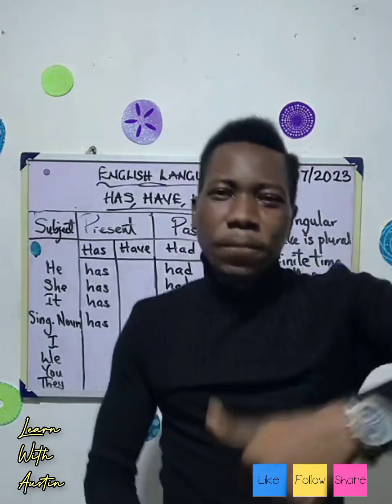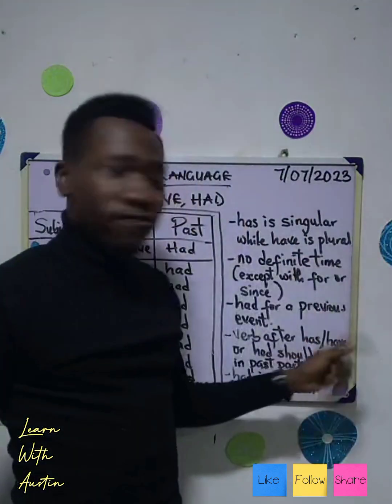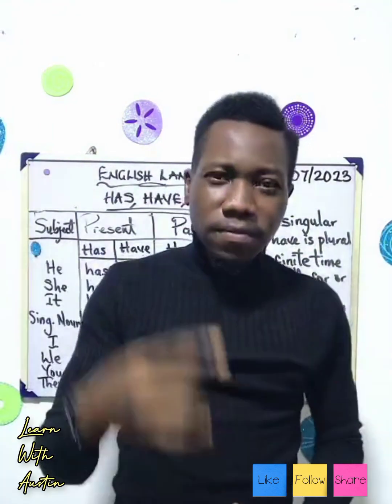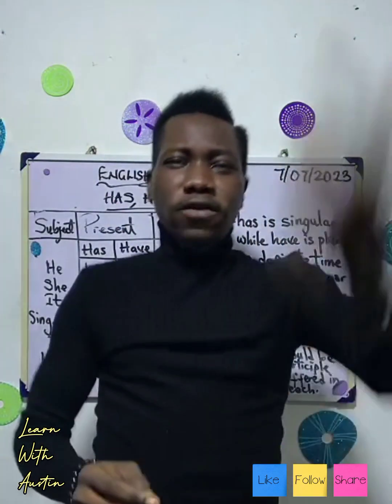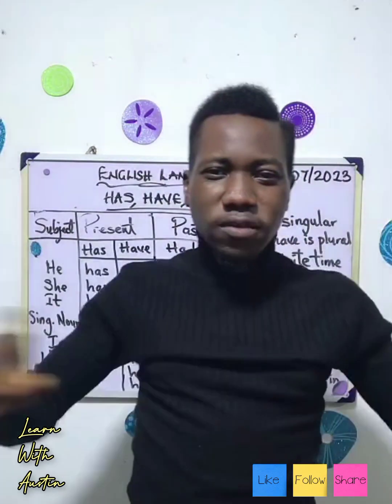Two happenings, but there is a previous one. So had is used for a previous event. For example, I called you, it's a past action now. Then you came to my house, it's also a past action. Now these are two events. Now the previous one, I called you, so if I want to put it in a sentence, I'll say, I had called you, all right?